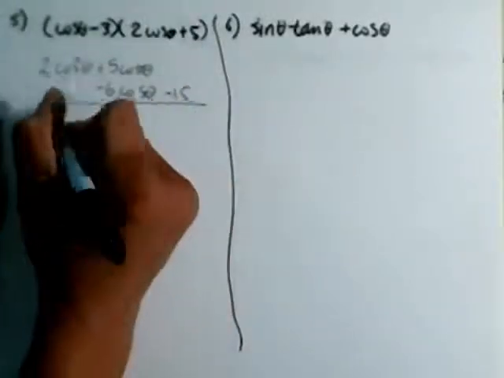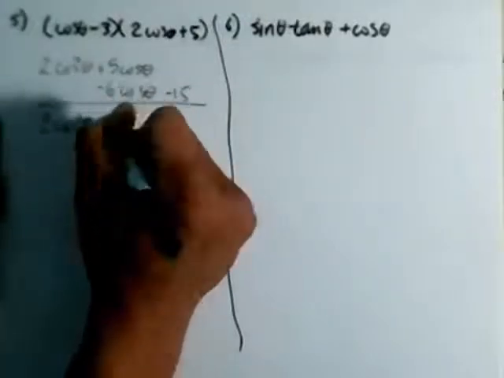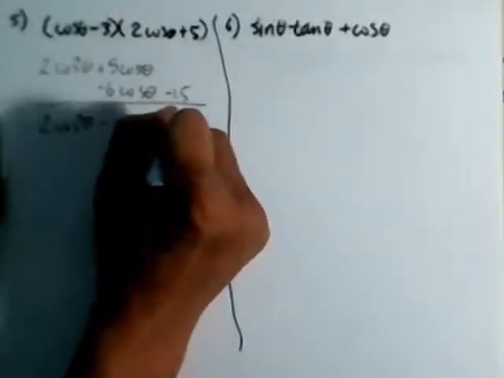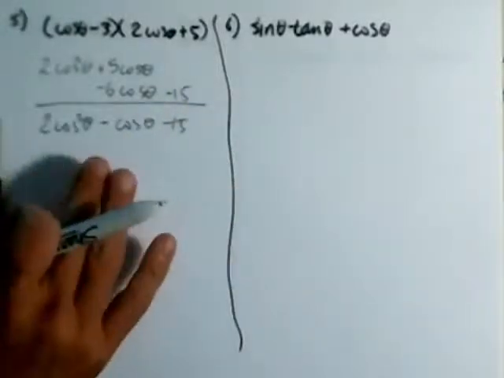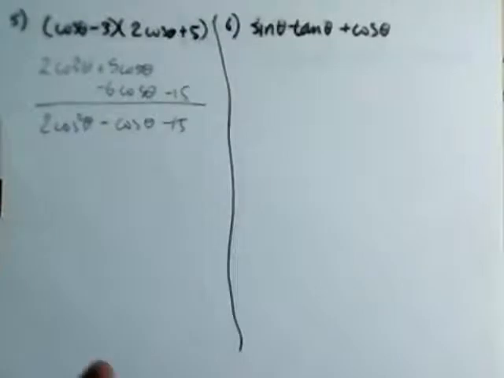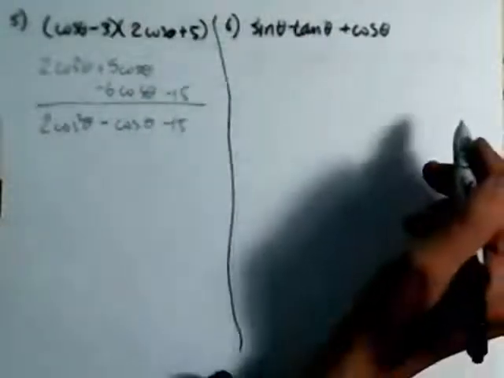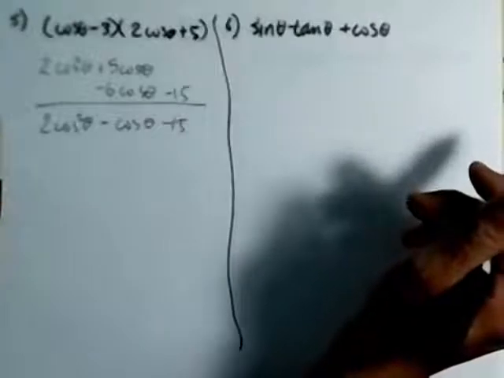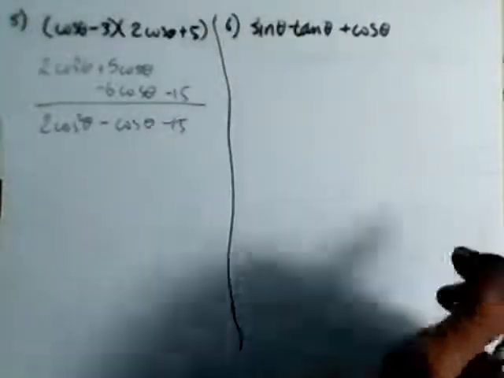We're just folding these out. You end up with 2 cosine squared of theta. You notice that these are like terms. Minus cosine of theta minus 15. Okay? Pretty easy. It wasn't too bad. Just fold these out. Make sure you get your outer and your inner combined together. Number 6. It says simplify this expression, excuse me, in terms of sines and cosines only.